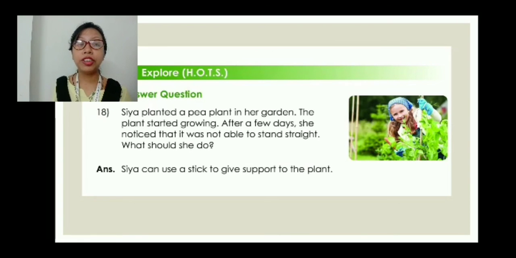So here I am going to end my class. Do read the lesson properly. Also try to attempt the questions and write them in your EVS copy.